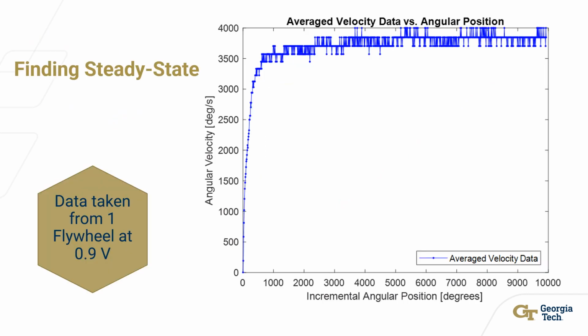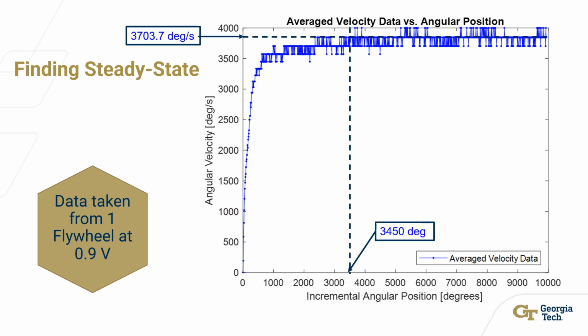Acceleration data was then recorded at 0.3 volts, 0.6 volts, and 0.9 volt motor voltages, and with 1 and 4 flywheels attached. The angular velocity data for the motor running at 0.9 volts and 1 flywheel is attached and then averaged to produce the graph shown. The objective of this is to find when the motor reaches steady state.